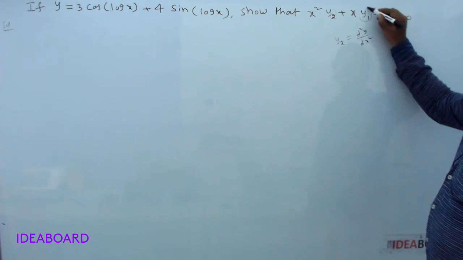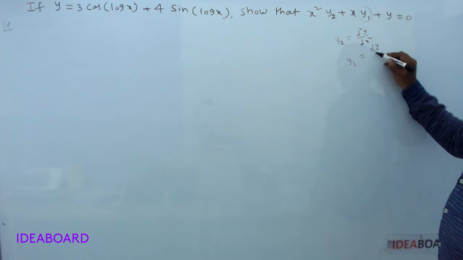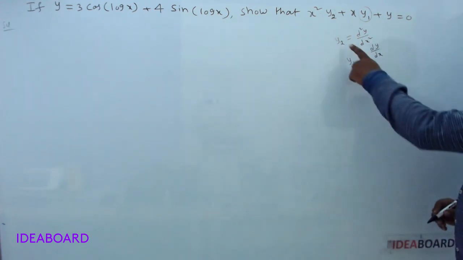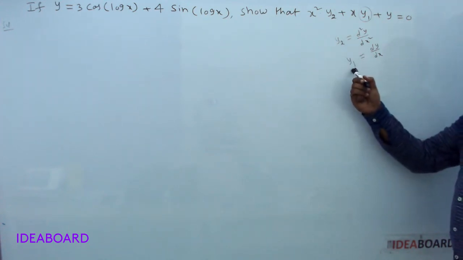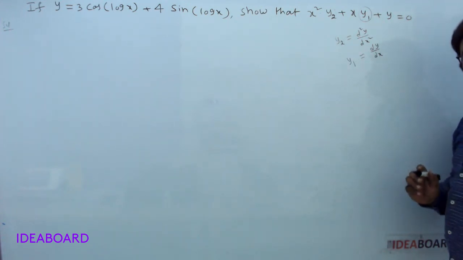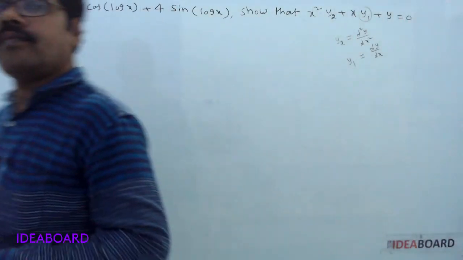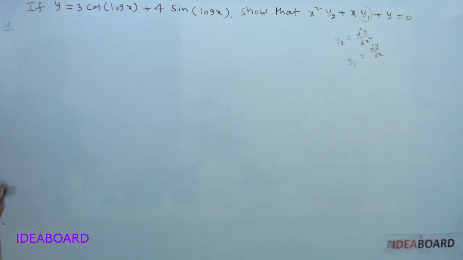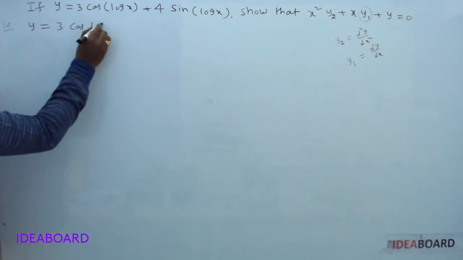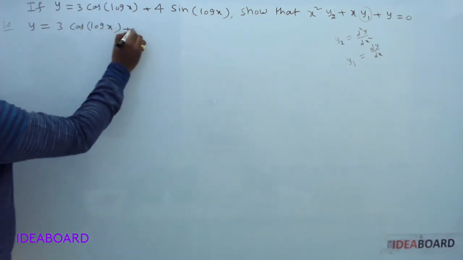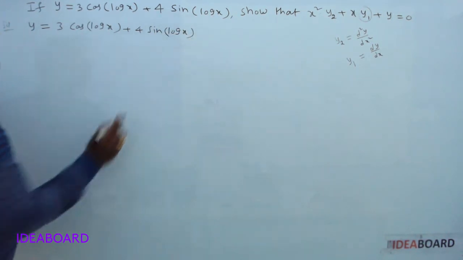Next, one more notation is given, y1. y1 means dy by dx. So y2 means you have to differentiate the function 2 times. y1 means differentiate the function 1 time. Now come to the solution of the problem. First write down the given equation. y equals 3 into cos of log x plus 4 into sin of log x.